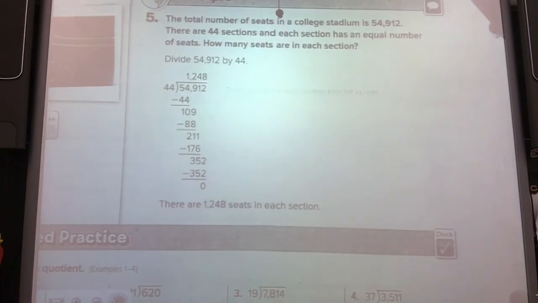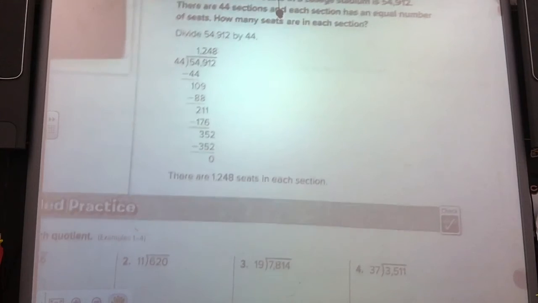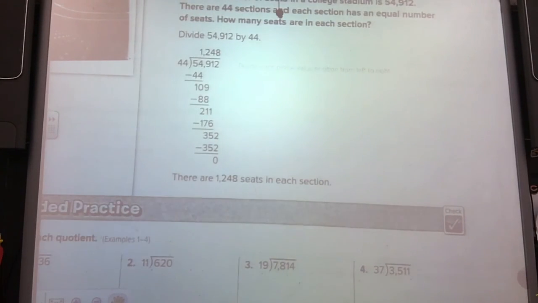Alright, so this guided practice gives us one more example I'm going to go through with you before we move on to part 3. It says the total number of seats in a college stadium is 54,912. There are 44 sections, and each section has an equal number of students. How many students are in each section? So they showed us this long, drawn-out division problem. Again, guys, you won't have many problems like this.